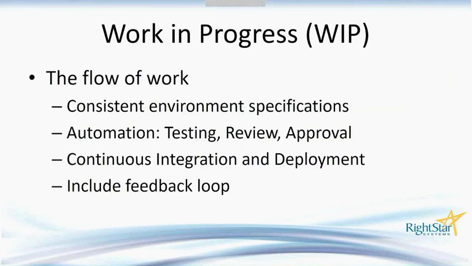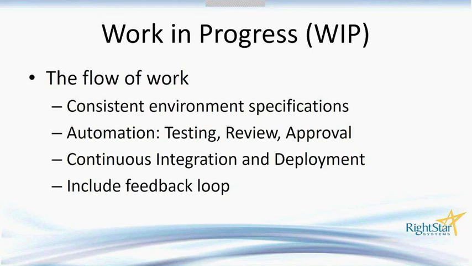So I mentioned briefly this idea of the product backlog, and really what we're controlling here using this Agile method is the flow of work. So when we talk about work in progress, or WIP, again, touching on some of the items that we looked at in the discovery phase, it's important to have consistent specifications for the various platforms. We want to employ automation as much as possible. We are going through this process of continuous iterative integration and deployment.